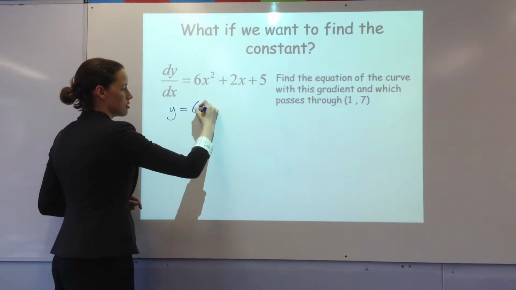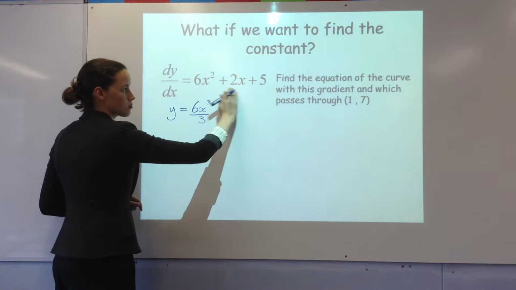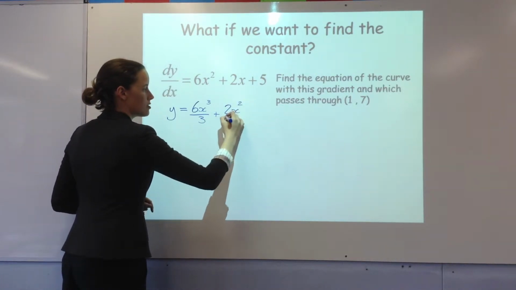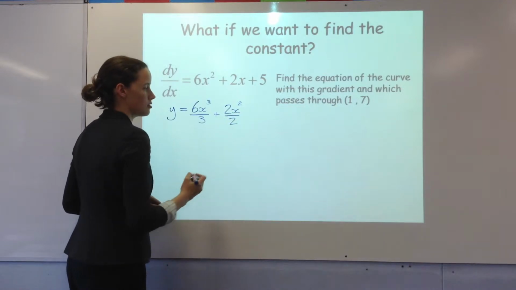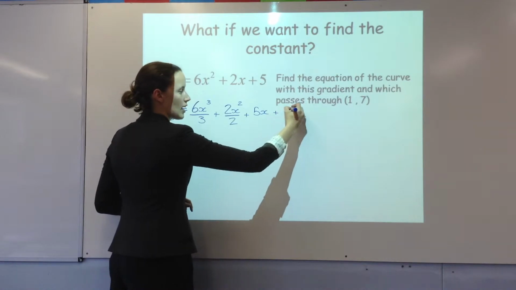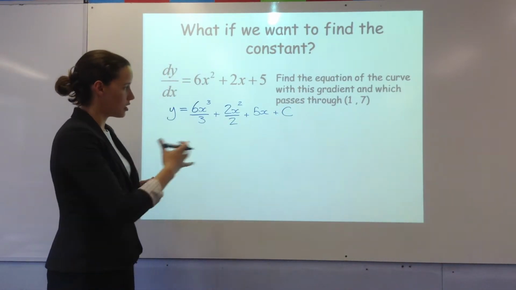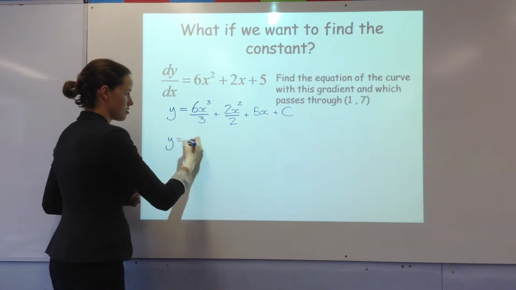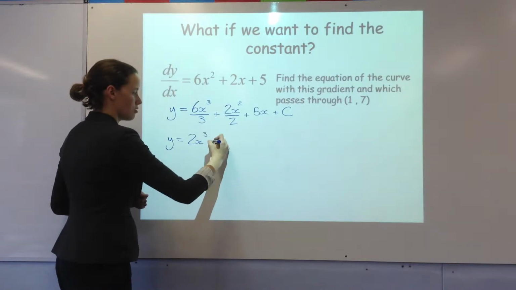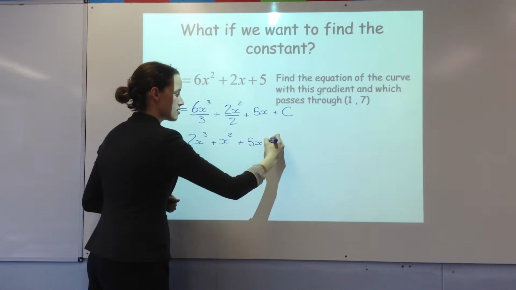6x squared, add 1 to the power, and divide by the new power. 2x squared divided by the new power, add 5x, and then add on our arbitrary constant c. Now we can simplify this a little bit first. 6 over 3 is 2x to the power of 3 plus x squared plus 5x plus c.